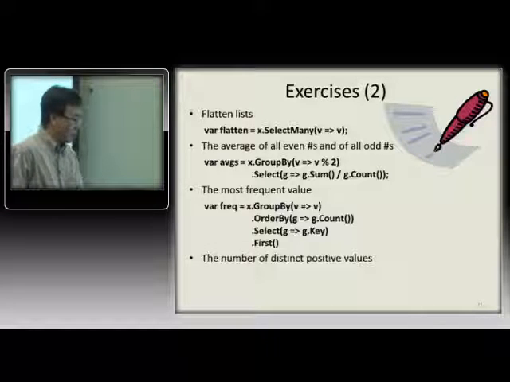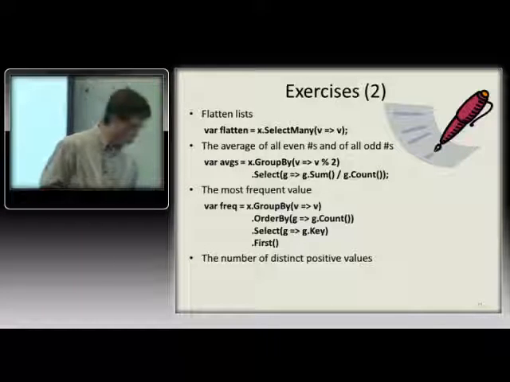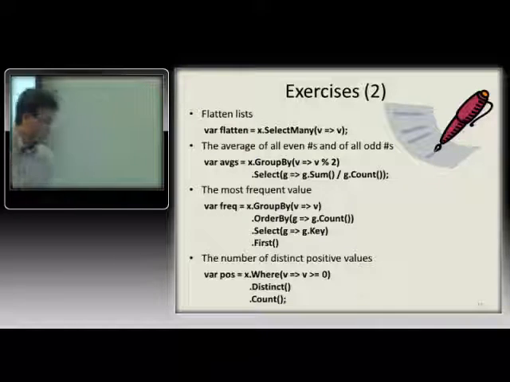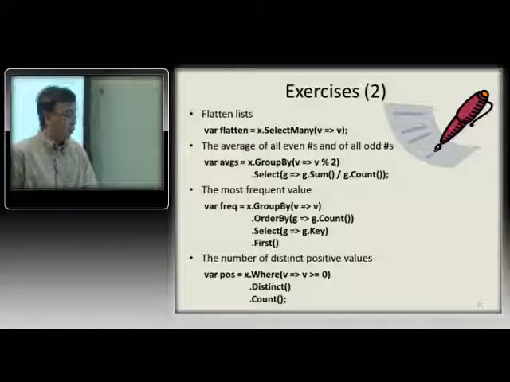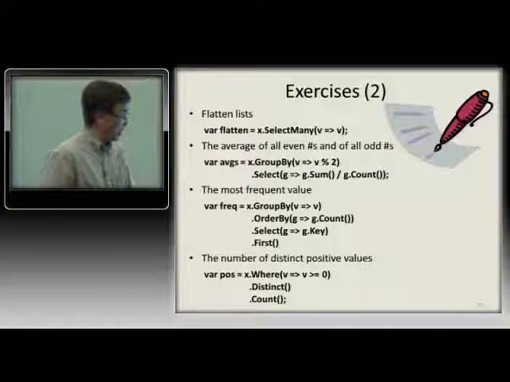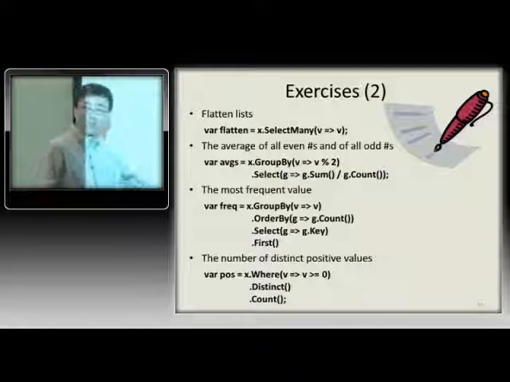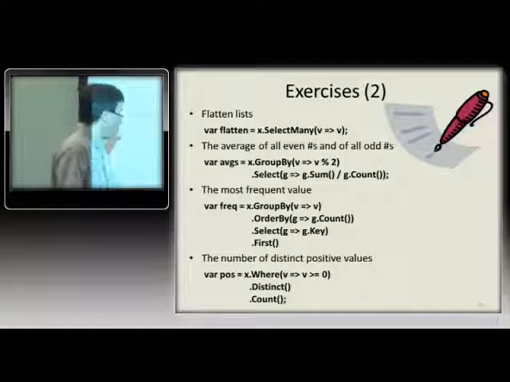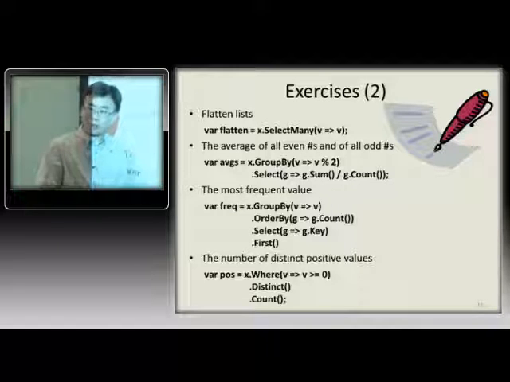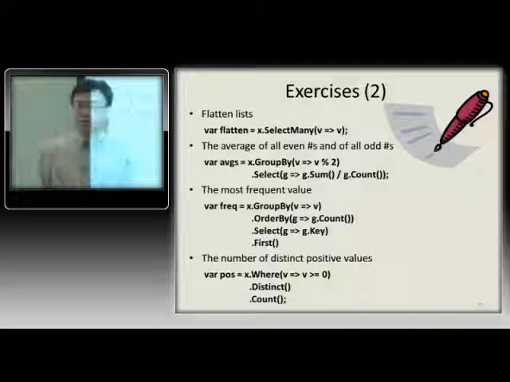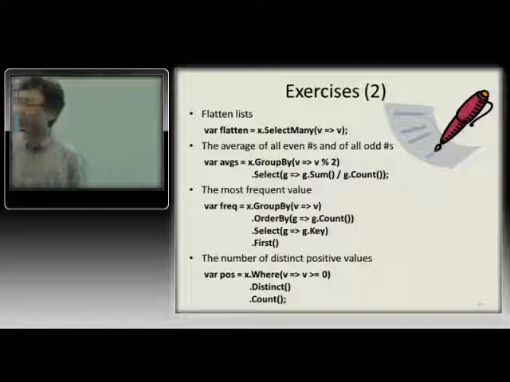So the number of distinct positive values. First I do a filter here. That gives us all the positive numbers. And I do a distinct, which gets rid of all the duplicates. And I do a count. That gives us all the, yes?